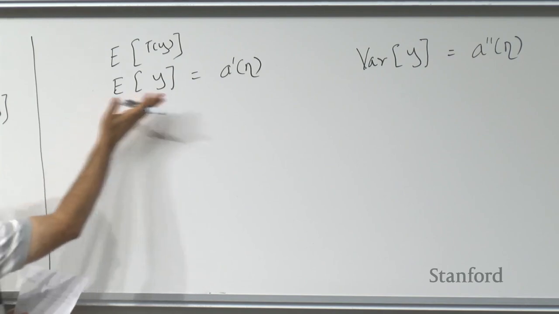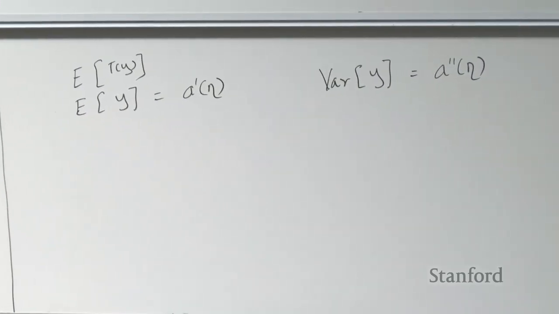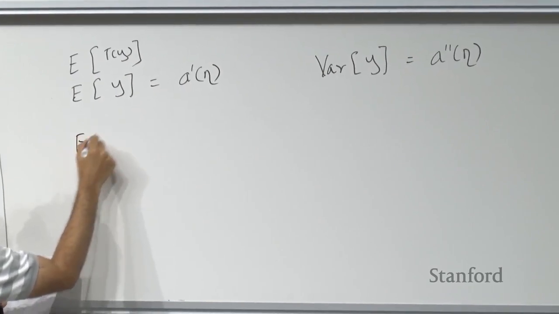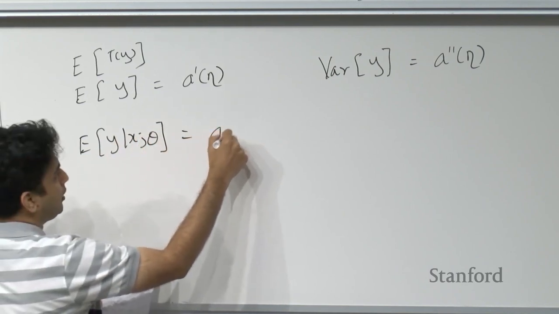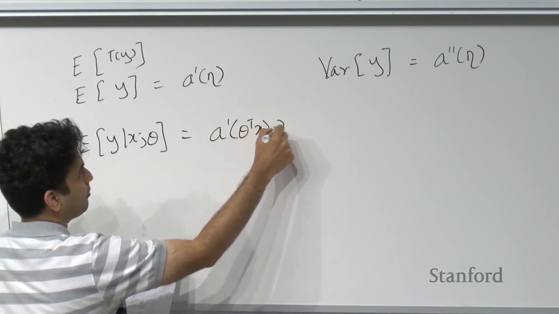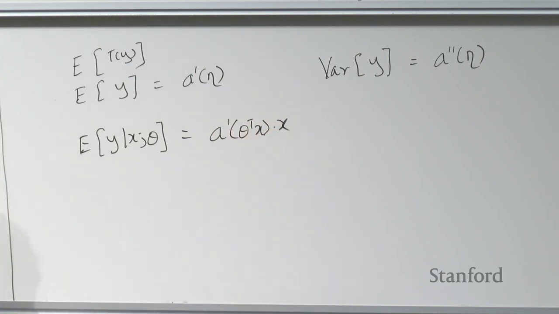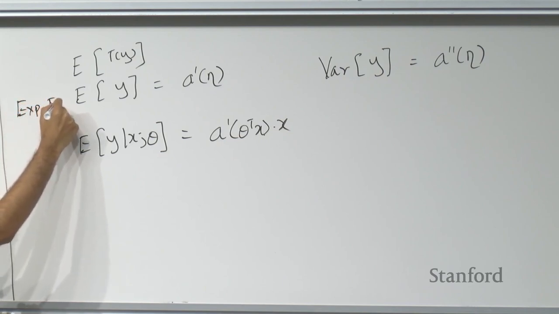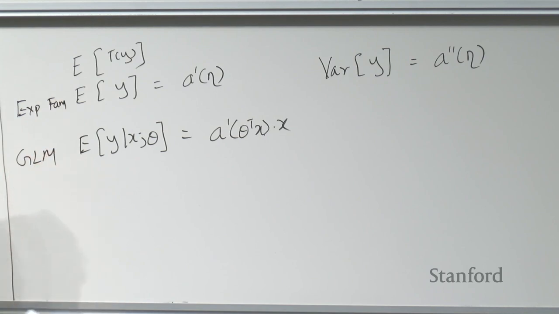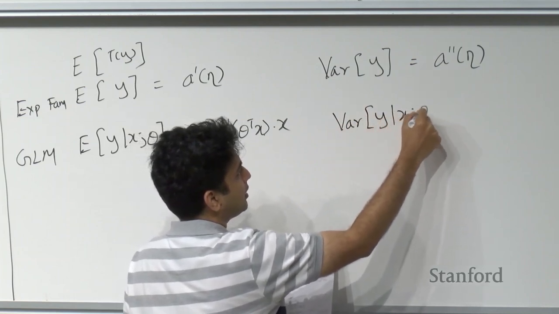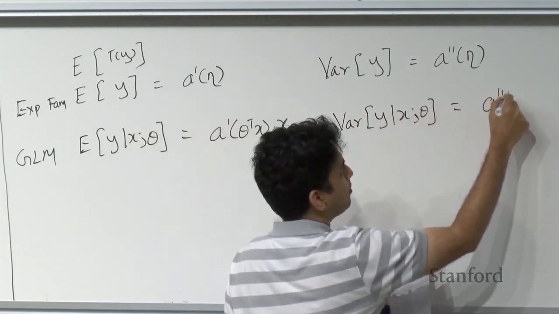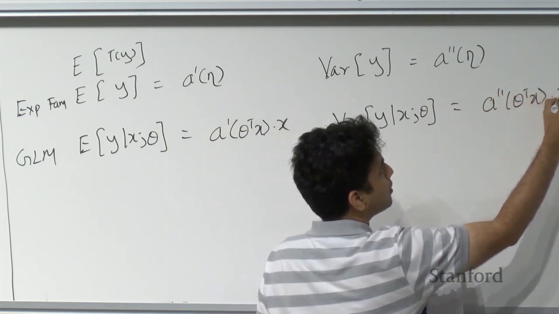And these two results can be extended to generalized linear models as well, right? So in generalized linear models, the expectation of y given x parameterized by theta is now A prime of theta transpose x times x. Right? It's a simple extension from the exponential family to GLM. So this is the exponential family, and this is GLM. And similarly, the variance of y given x parameterized by theta is now A double prime of theta transpose x times x transpose.